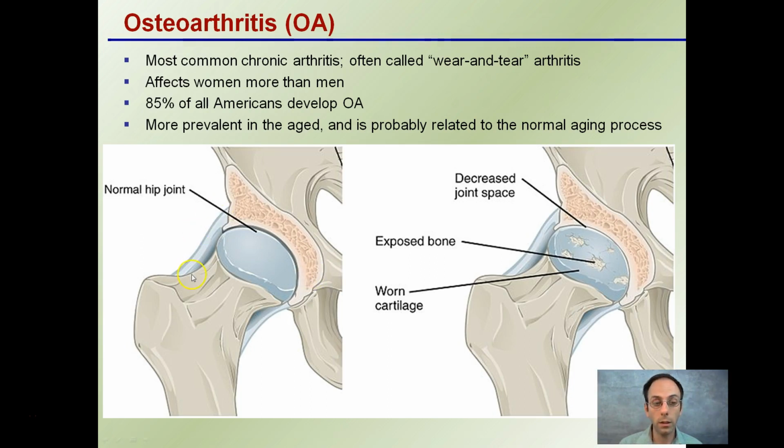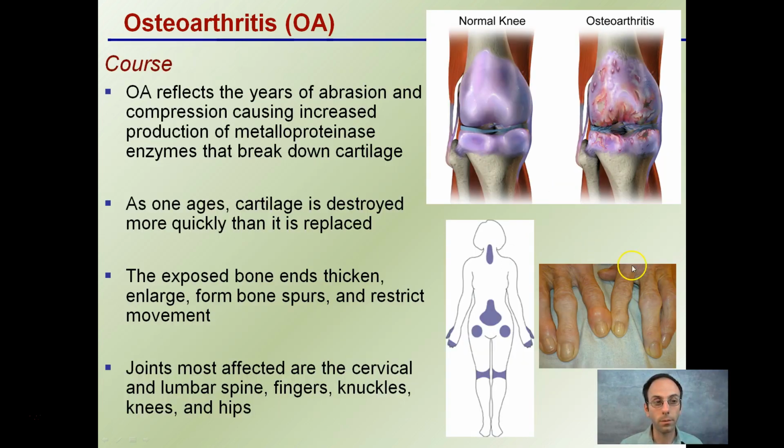So just to give you an idea of what a normal hip joint would look like, nice and smooth, that cartilage is allowing these gliding motions between these two bones articulating. Here we have exposed bone, we have that breakdown of that worn cartilage. This is an example of osteoarthritis. Again we see a picture of a nice normal knee, nice smooth, shiny look, and then the osteoarthritis, that breaking down of that cartilage.